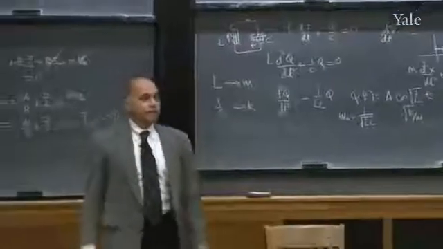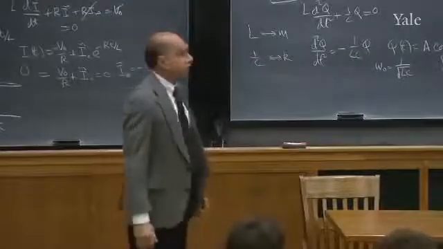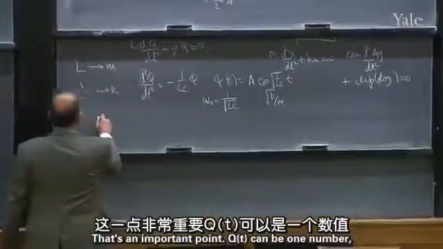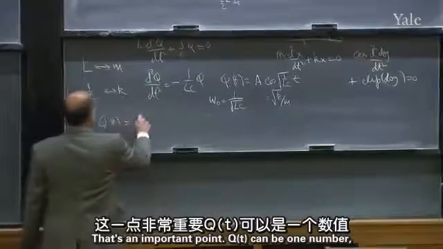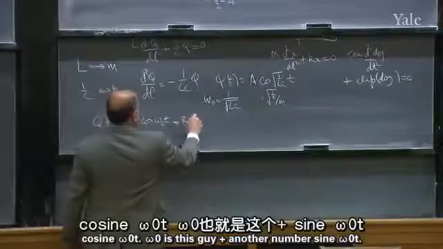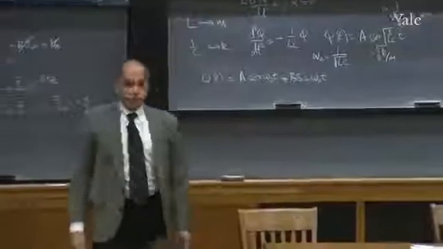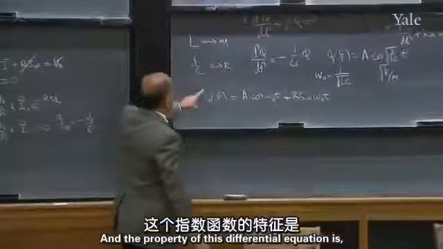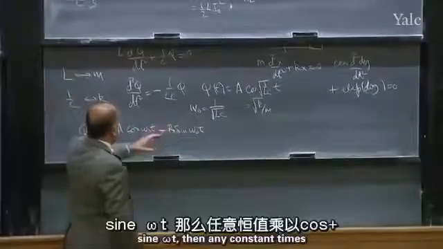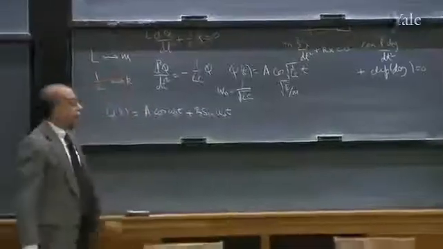Yep. When you solve the differential equation, why did you omit the sine? Ah, sine also. Yes, so I should explain to you. That's an important point. q(t) can be one number times cosine omega 0 t, where omega 0 is this quantity, plus another number times sine omega 0 t. And both are acceptable. The property of this differential equation is, if I have one answer, cos omega t, and another possible answer, sine omega t, then any constant times cos plus any constant times sine is also a solution. You can verify that.